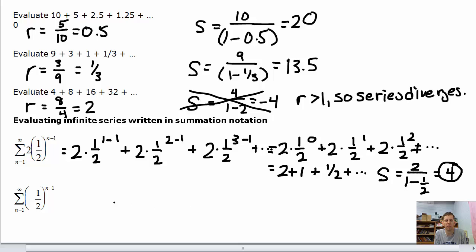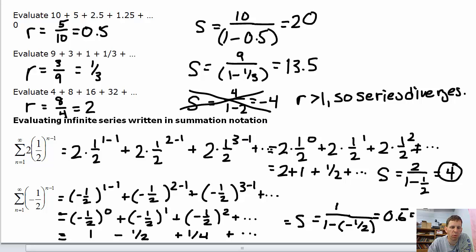What I'd like you to do is see if you can figure out what the first 3 or 4 terms of this series are. See if you can figure out what the first term and the common ratio are in particular. Then use the formula for calculating the sum of an infinite series. Pause the video, we'll see what you get in just a moment.